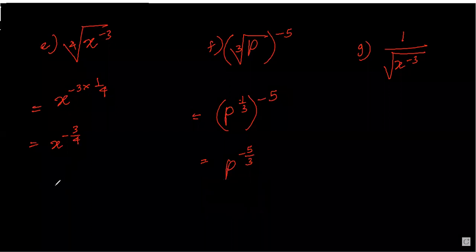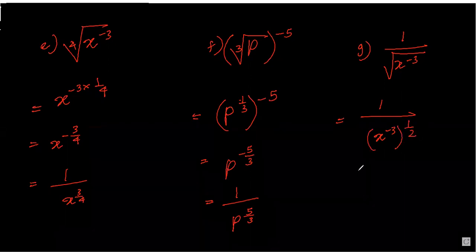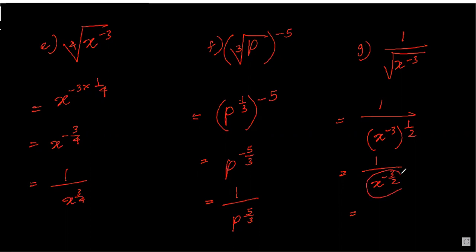1 over x to the power 3/4. This one also, 1 over p to the power 5/3. Even this one, 1 over... first simply do the simplification of this: x to the power minus 3, to the power half. 1 over x to the power minus 3 second. So you can borrow this over the line. Negative indices become positive. You can borrow it over the line: x to the power 3 second.